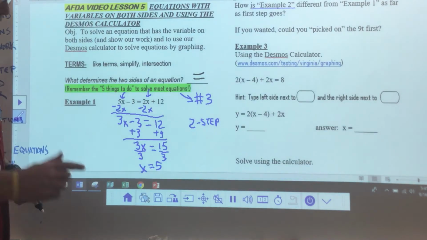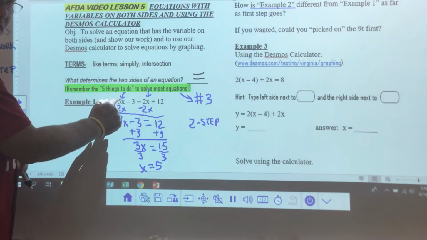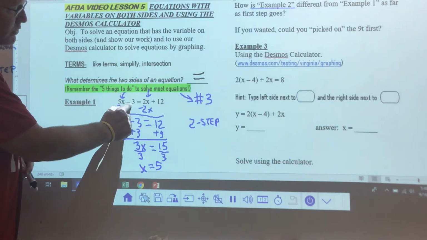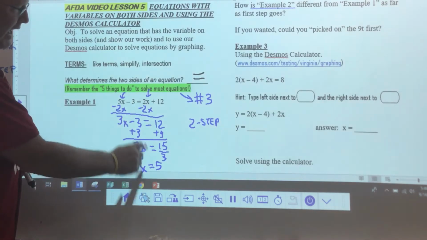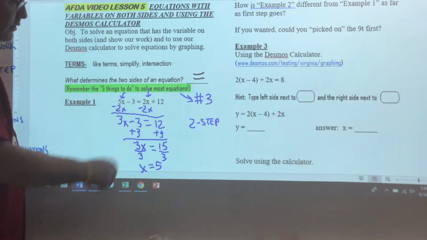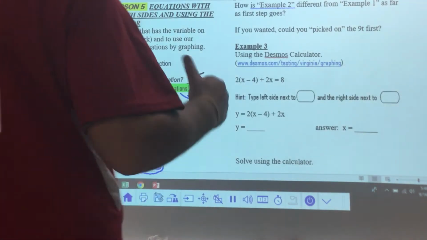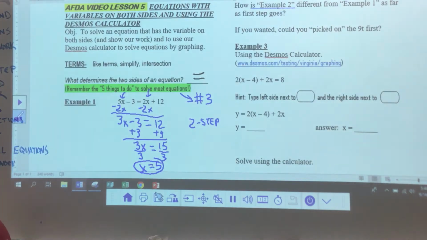And of course, the check step's still in play. Just take that 5 and plug it in up here for your unknown. 5 times 5 is 25 minus 3, that's 22 on that side. And 2 times 5 is 10, plus 12 is also 22. So that guy checks out. We know 22 is equal to 22. So let's move ahead. Look at our next example here.